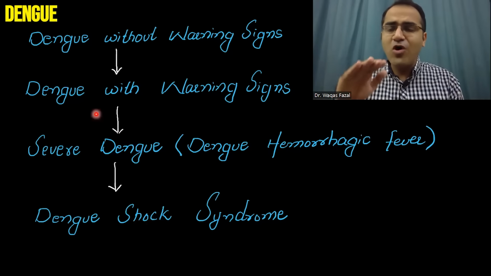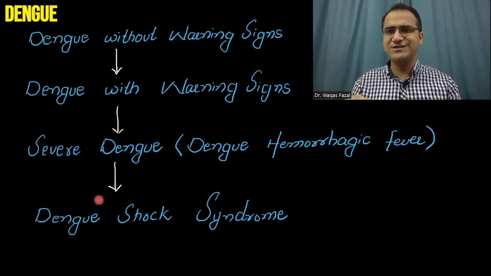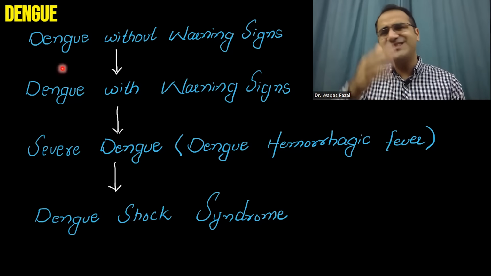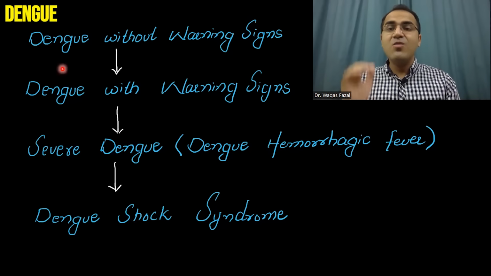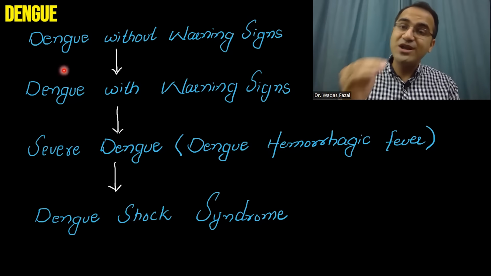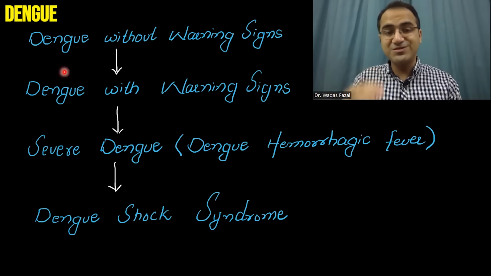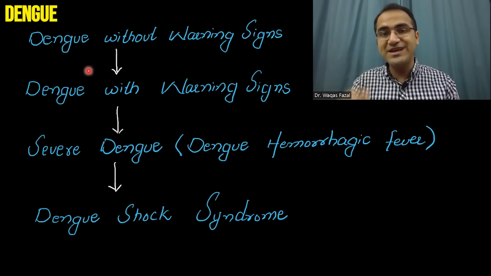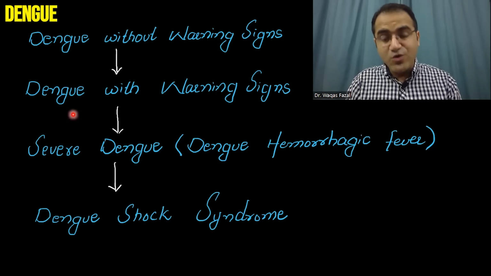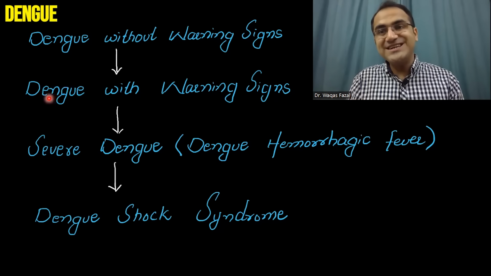Now, not all patients go into all these phases. The majority of patients develop dengue without warning signs and they are better after a week. But few patients who are not managed properly, or patients who are immunocompromised and the immune system is weak, can progress from dengue without warning signs to dengue shock syndrome. So in this video, we are going to discuss all these categories in detail.